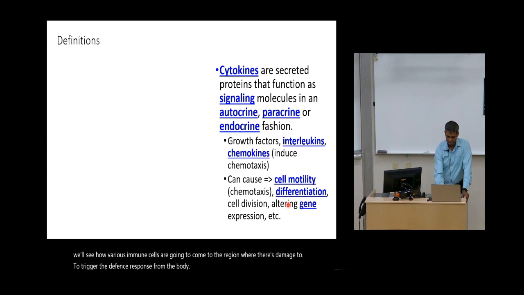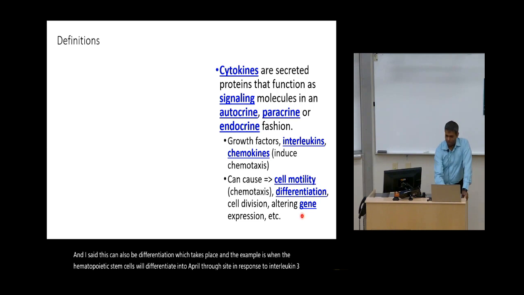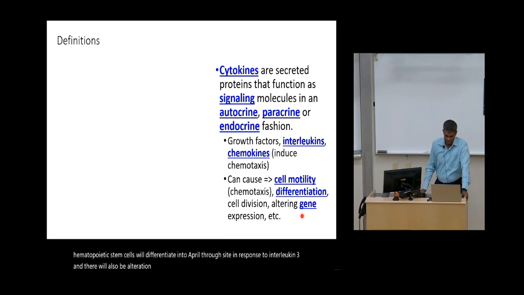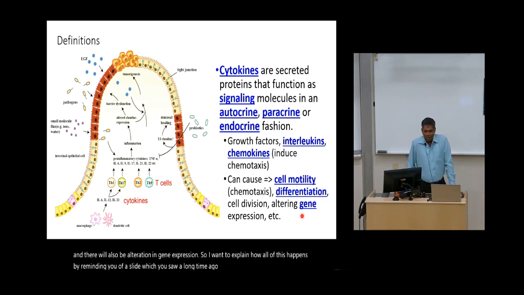And I said there can also be differentiation which takes place, and the example is when the hematopoietic stem cell will differentiate into a proerythrocyte in response to interleukin 3. And there will also be alteration in gene expression. So I want to explain how all of this happens by reminding you of a slide which you saw a long time ago. Do you remember when we talked about this slide?